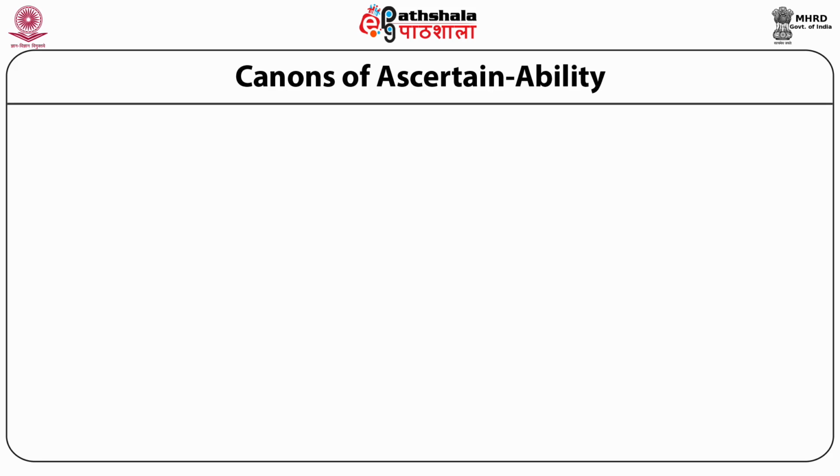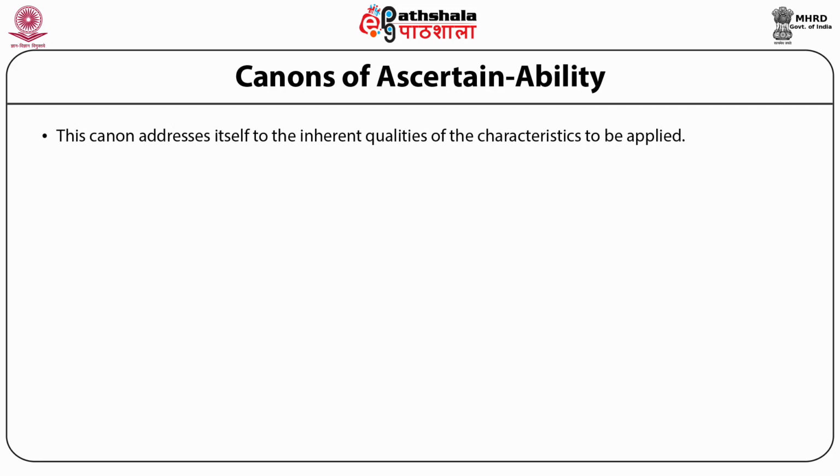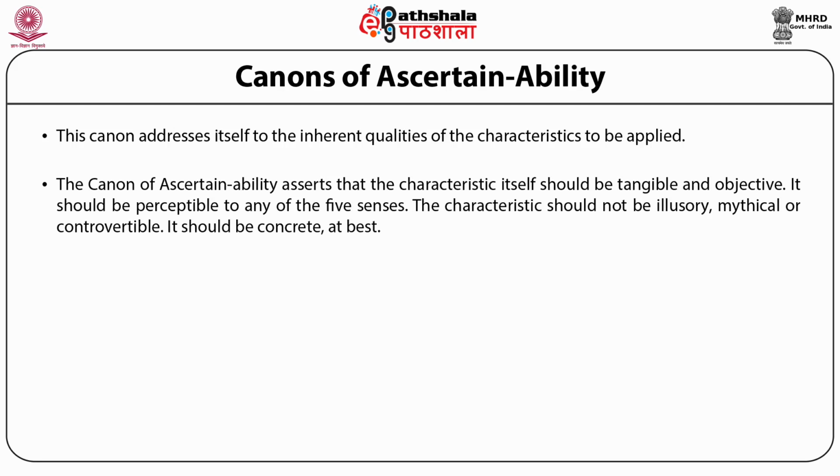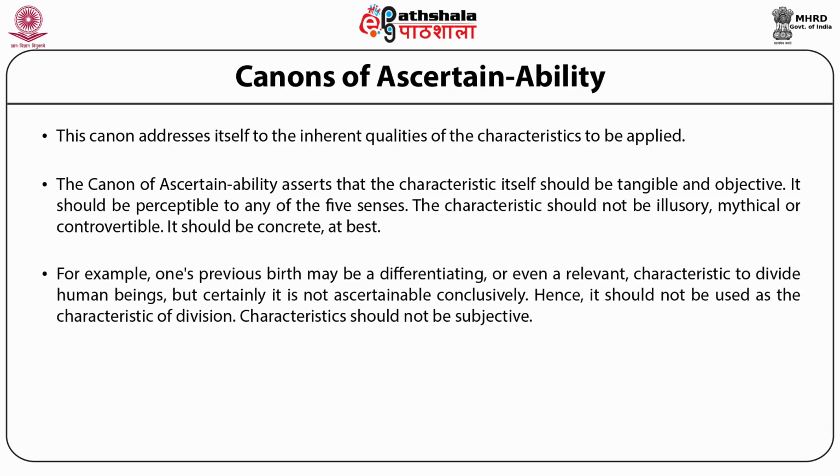The canon of ascertainability. This canon addresses itself to the inherent qualities of the characteristics to be applied. The canon of ascertainability asserts that the characteristic itself should be tangible, concrete, and objective. It should be perceptible to any of the five senses. The characteristics should not be illusory, mythical, or controvertible. It should be concrete at best. For example, one's previous birth may be a differentiating or even relevant characteristic to divide human beings, but certainly it is not ascertainable conclusively. Hence, it should not be used as the characteristic of division.